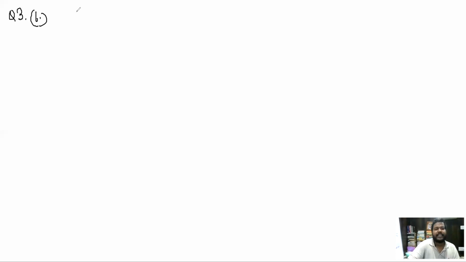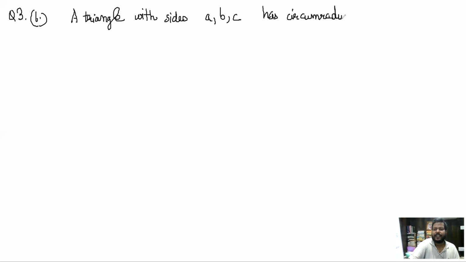Question 3, part B is saying that a triangle with sides a, b, c has circumradius equal to 1, and you have to prove that a plus b plus c is greater than or equal to abc.